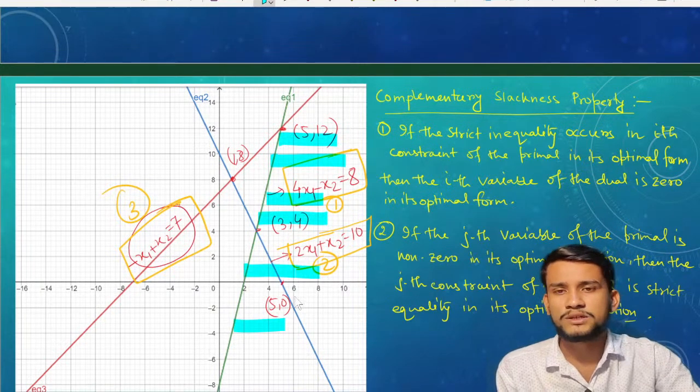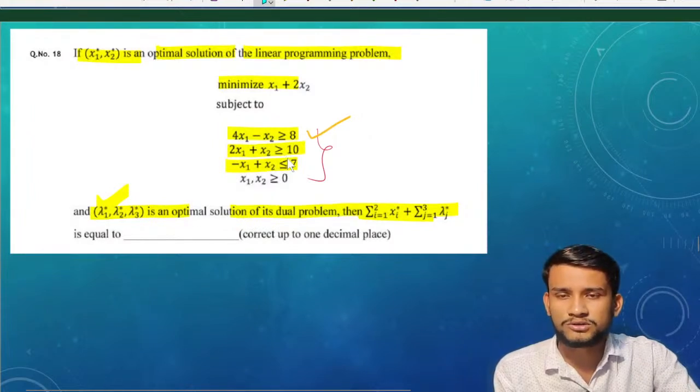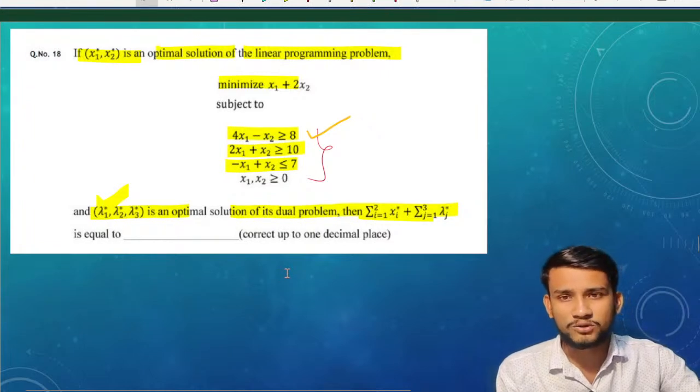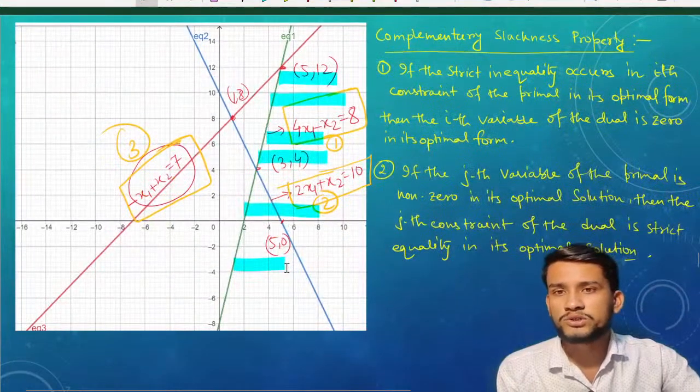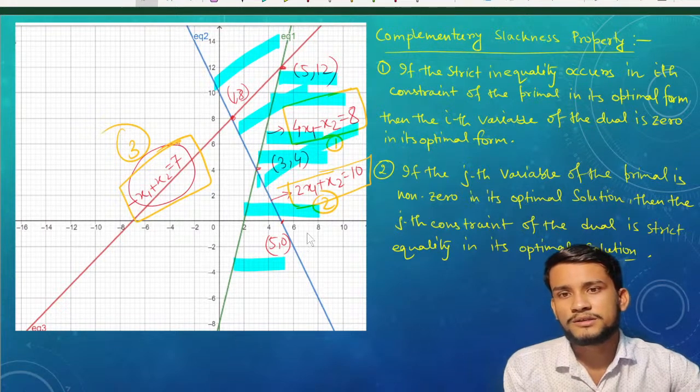Equation 1. Now if we see the second equation, we put (0, 0), then this is also not satisfied, that means the region is outside, opposite to the origin of this line. This is the solution region. Equation 2 is this one, that means this part is the solution region.